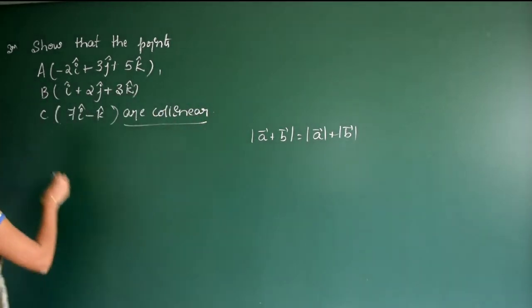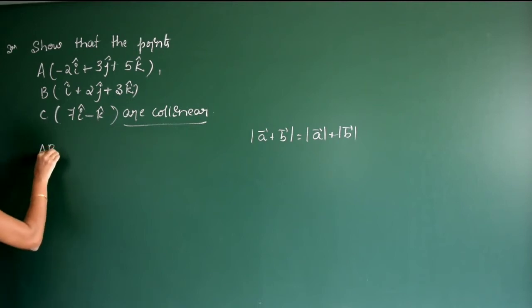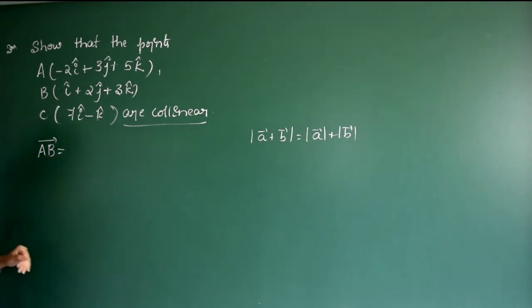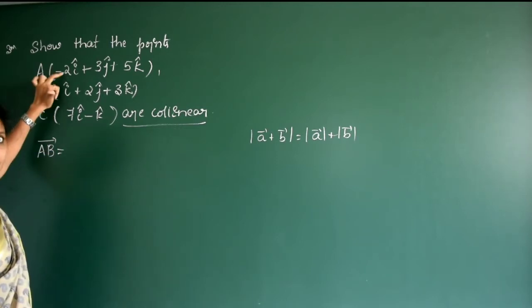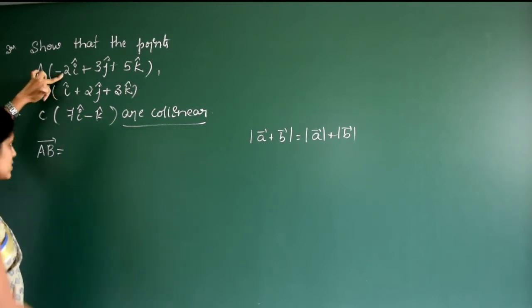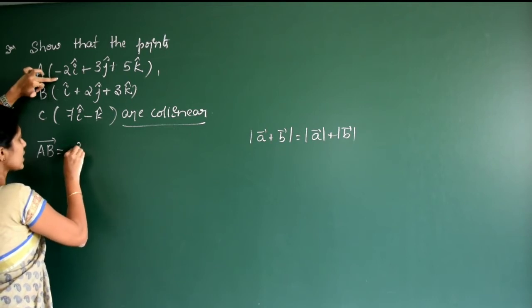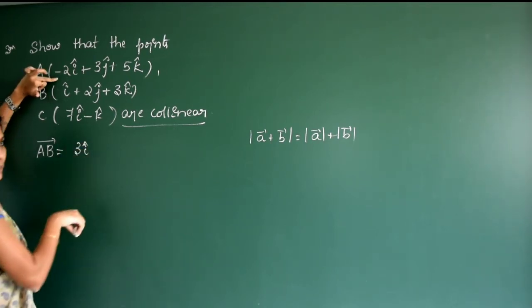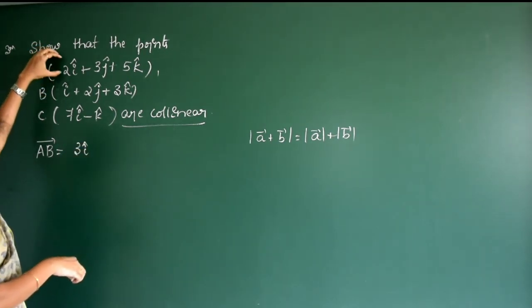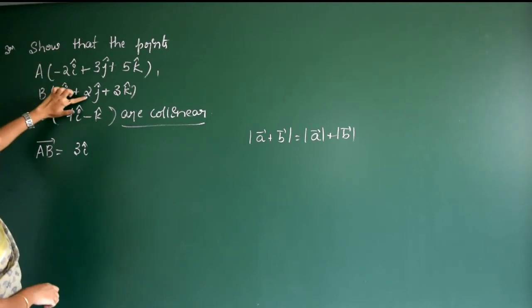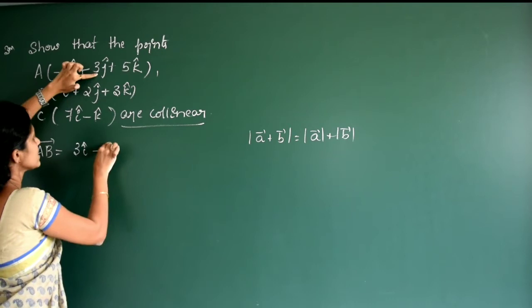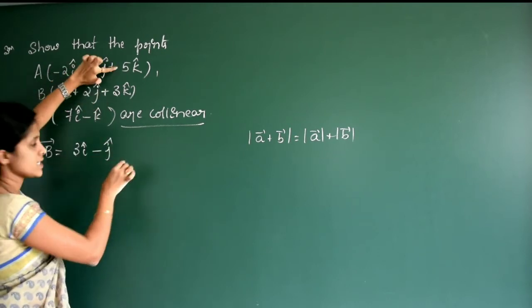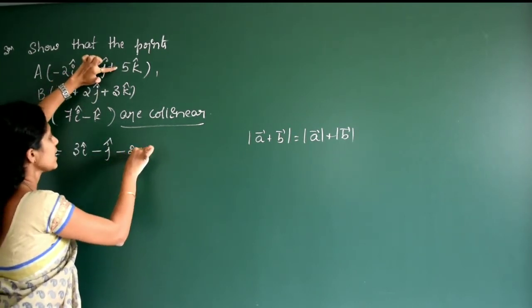Let us do this. First I will write AB vector. How to find AB vector? Vector joining 2 points, right? So this is 1 minus of minus 2, which will be plus 2. So 1 plus 2 will be 3 I cap. Better you write that. First write B, then write A, then subtract. Now 2 minus 3 will be minus 1 J cap. 3 minus 5 will be minus 2 K cap. That is the AB vector.